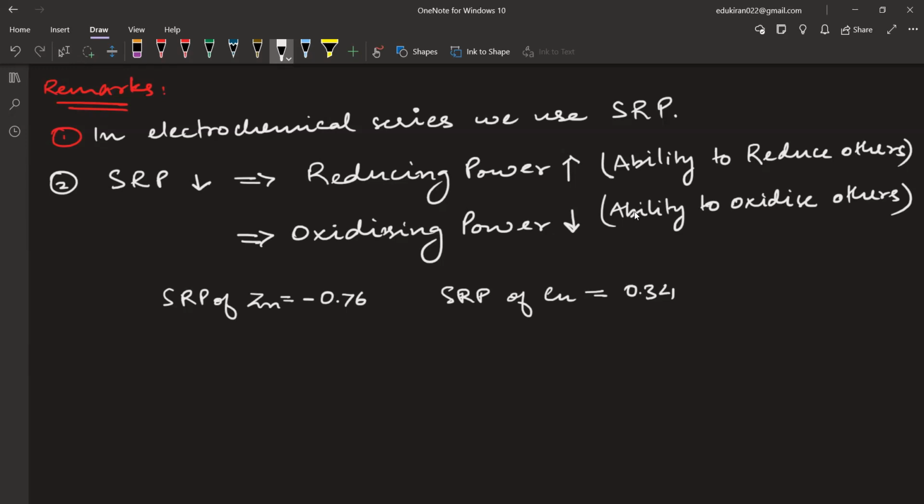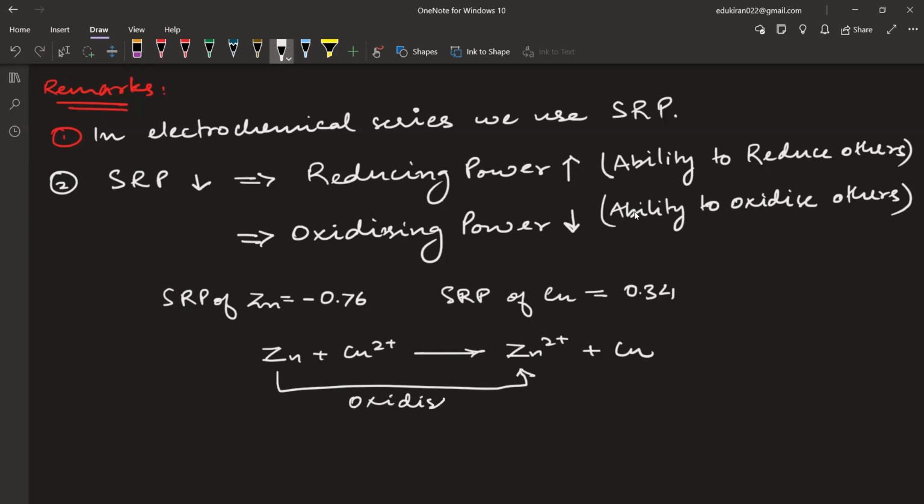Yes, sir. Okay, how does the reaction happen? Are we just taking this as an example? No, these are correct values. What is the reaction? Zinc plus copper 2 plus gives you zinc 2 plus copper. So zinc is getting oxidized, right? And zinc is responsible for reducing copper. Yes or no? Yes.